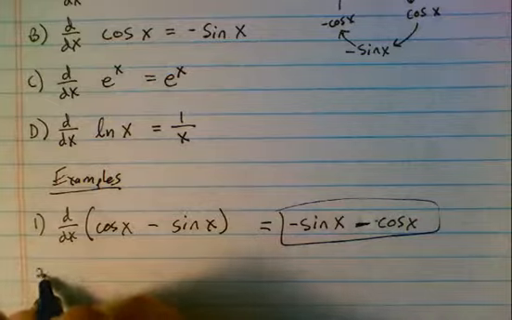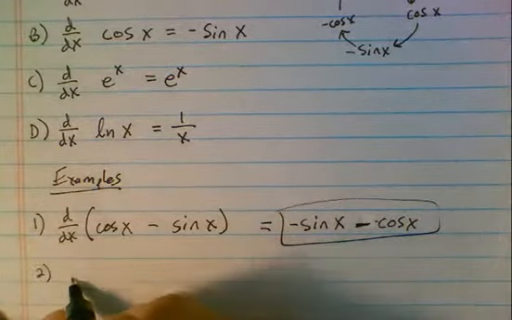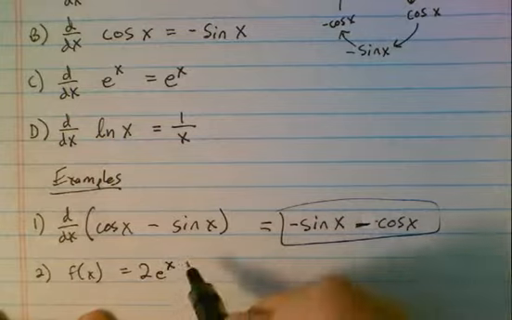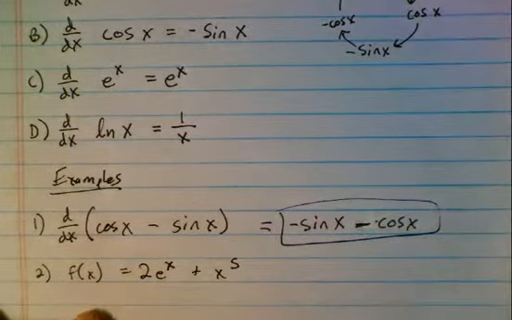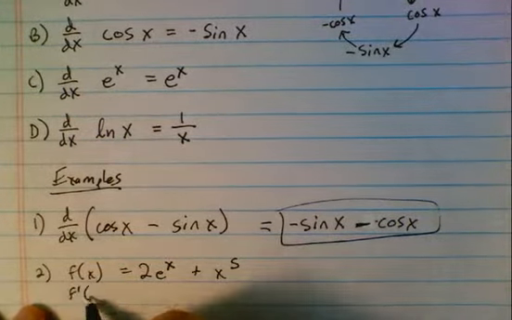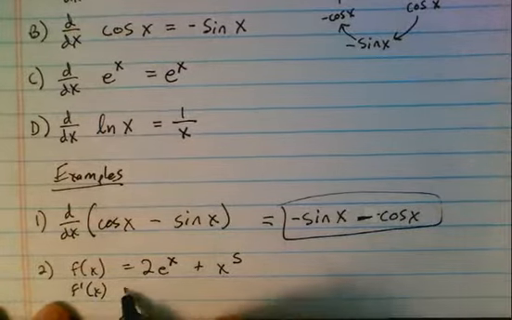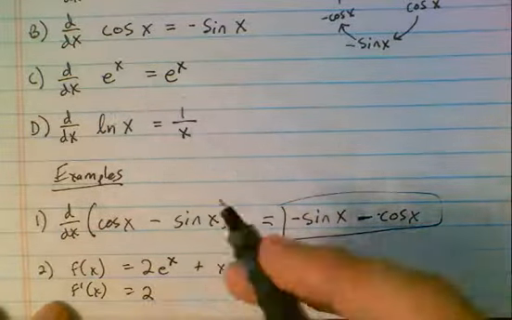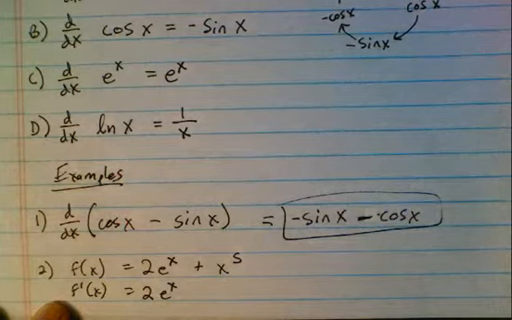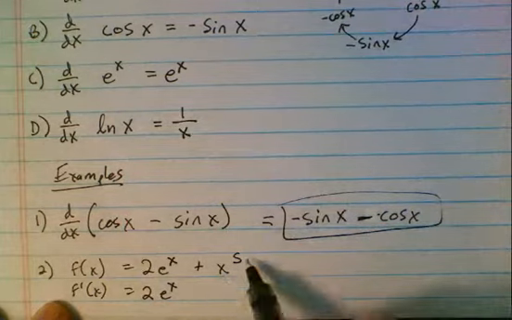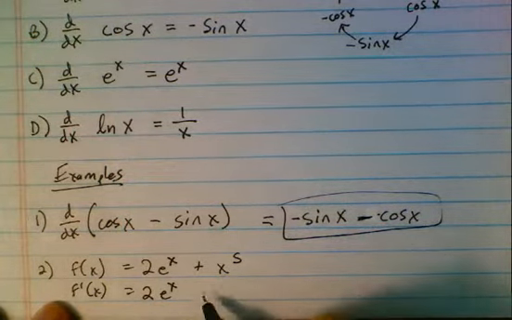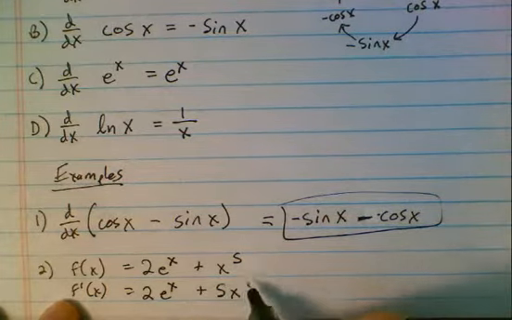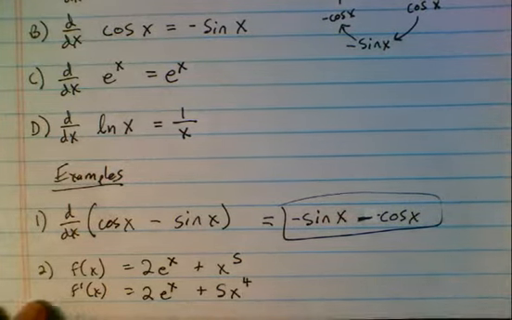In a similar vein, let's say that we have the function f of x equals 2e to the x plus x to the fifth. If we want to find the derivative of that, this 2 is along for the ride, and then we have to remember this. The derivative of e to the x is just itself. This, however, this x to the fifth, this is what we were doing the other day. Here's where we bring down the 5, subtract 1 from the exponent to get that.